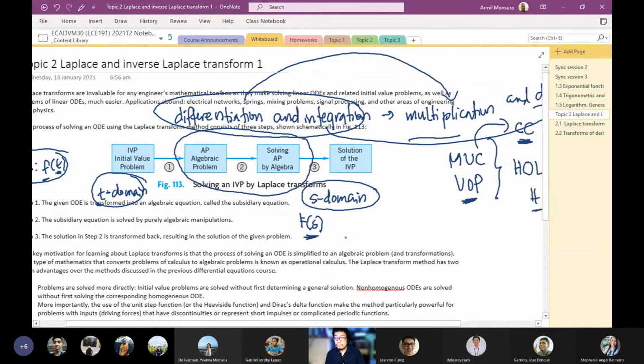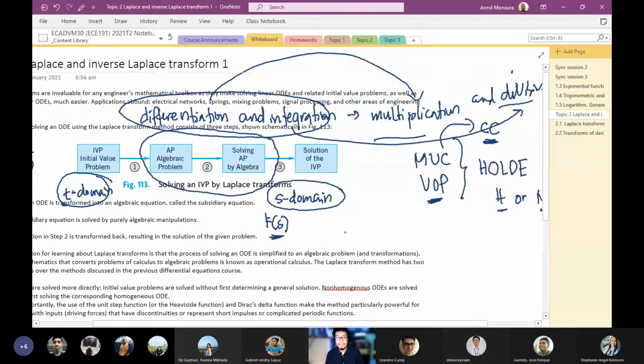Okay. Now if you are able to solve f of s by algebraic means, that is the time now that you have to perform an operation called the inverse Laplace transform, in order to transform. Okay, the term is transform, not convert. Iba yung convert sa transform. Okay, so the term is transform. In order to transform f of s back to f of t. And then this will now be the solution of your differential equation.